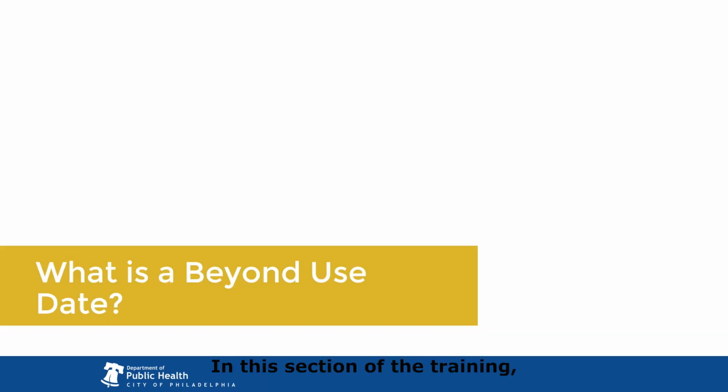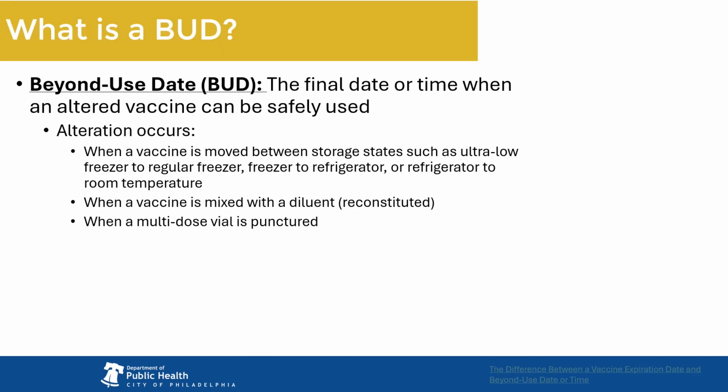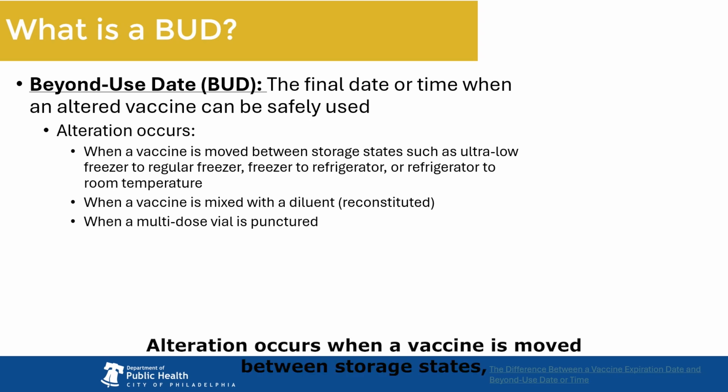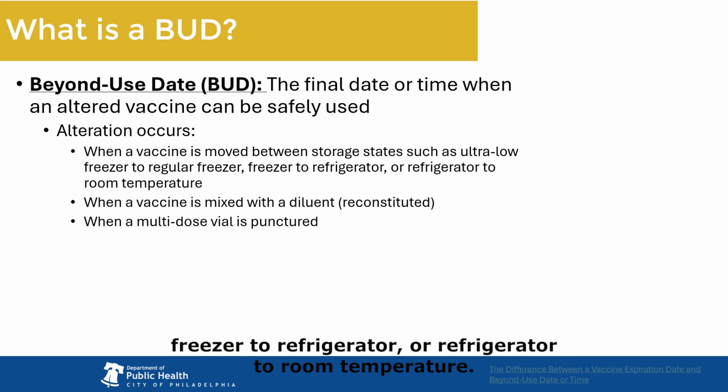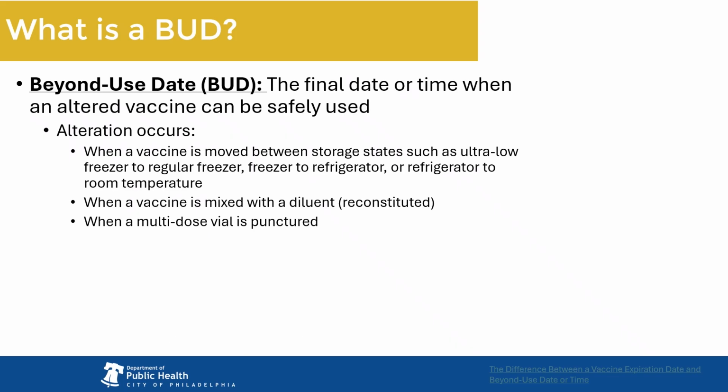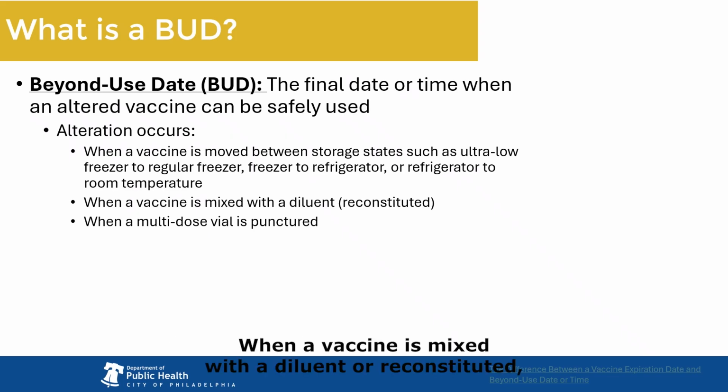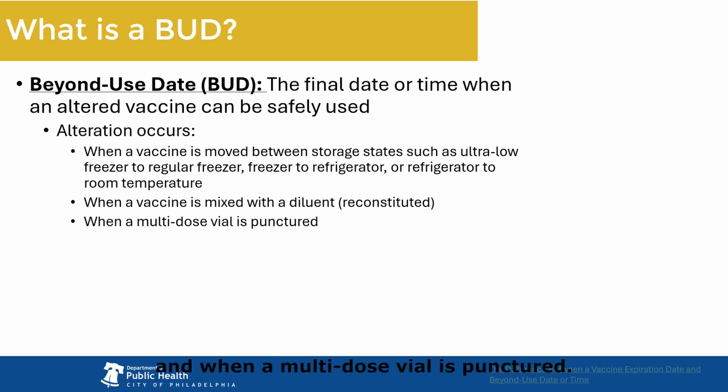In this section of the training, we'll go over what a Beyond Use Date is. So, what is a BUD? A Beyond Use Date is the final date or time when an altered vaccine can be safely used. Alteration occurs when a vaccine is moved between storage states, such as ultra-low freezer to regular freezer, freezer to refrigerator, or refrigerator to room temperature, when a vaccine is mixed with a diluent or reconstituted, and when a multi-dose vial is punctured.